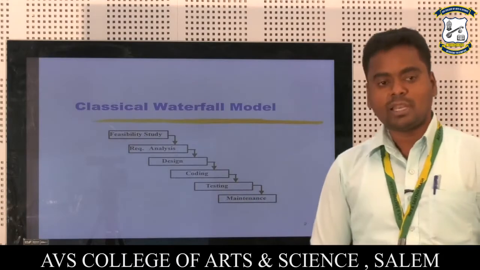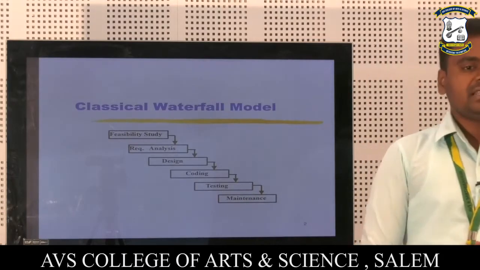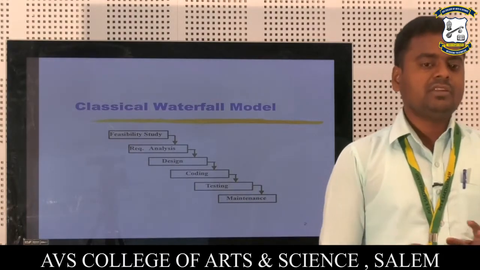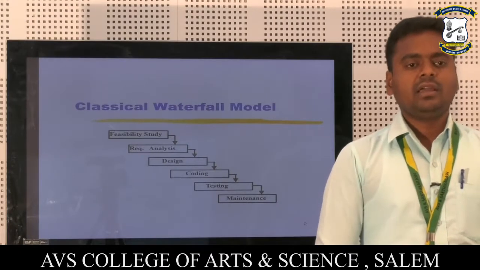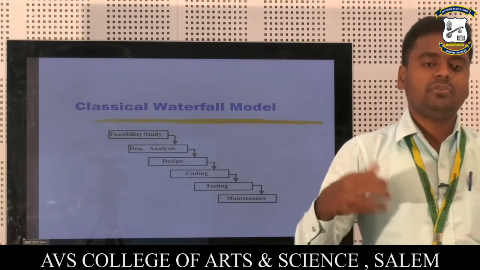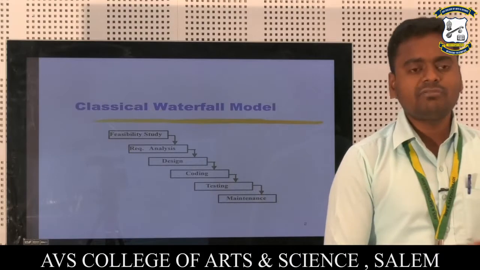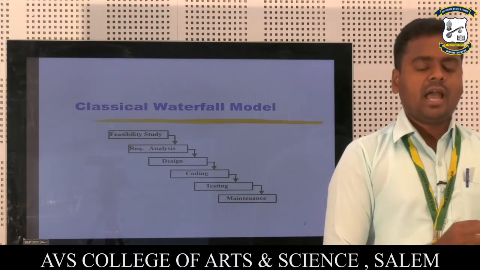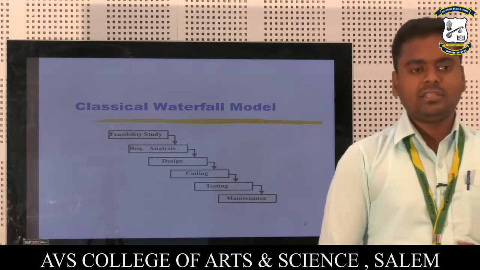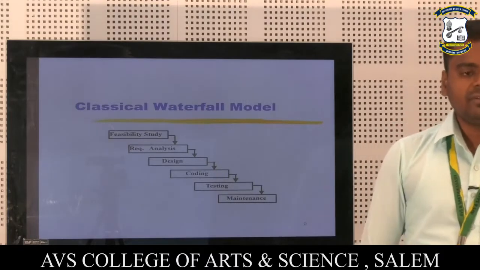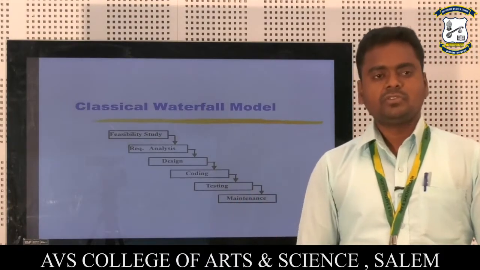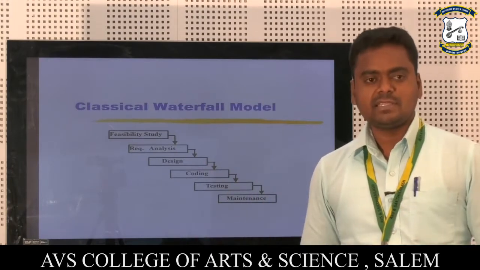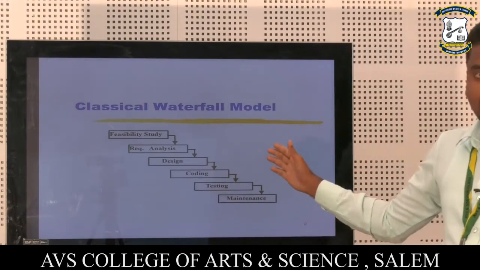And the last one is maintenance. Maintenance eliminates all the defects, and the software should be maintained for future use. Your entire software development is examined to identify the defects in it, and you should completely fix all the defects and retain your software for future use. So these are the main 6 phases available in the classical waterfall model.